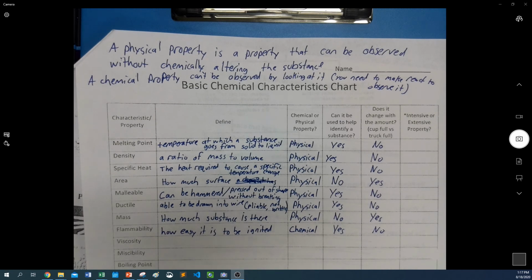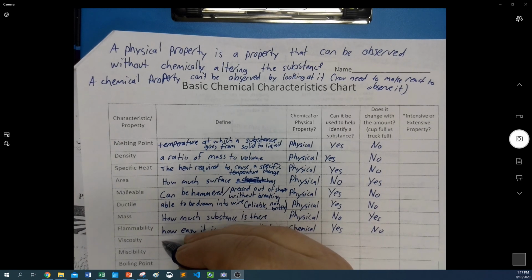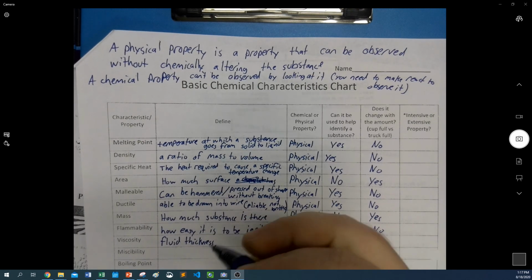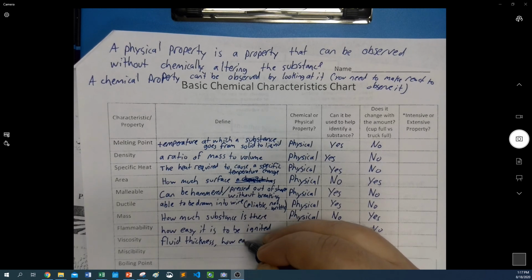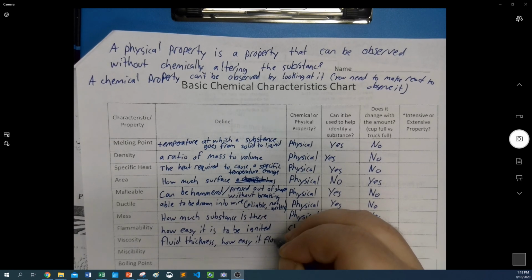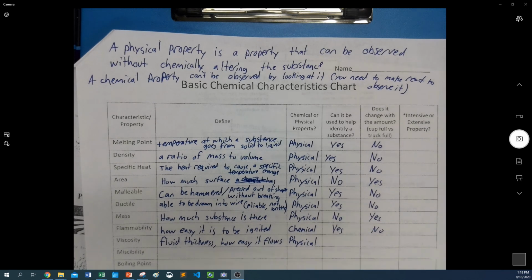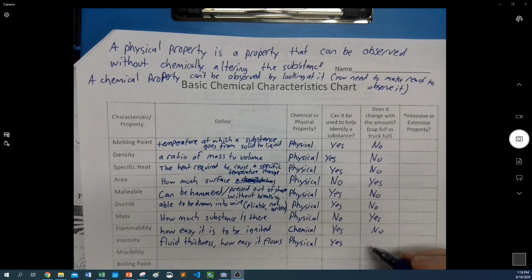Viscosity is how, like, fluid thickness. How easy it flows. This is also a physical property. Syrup versus water. Yes, this would usually be used to help identify. And no, it doesn't change with how much.